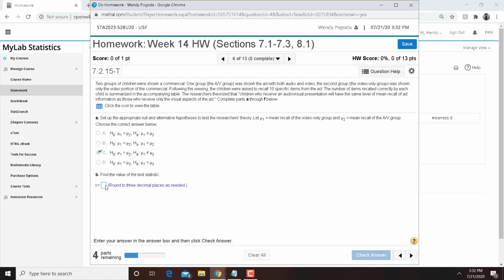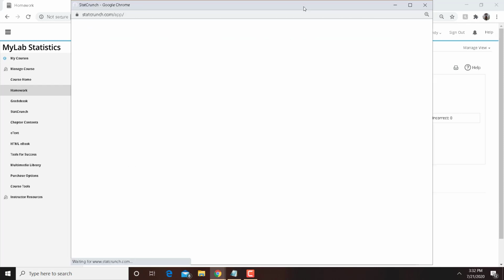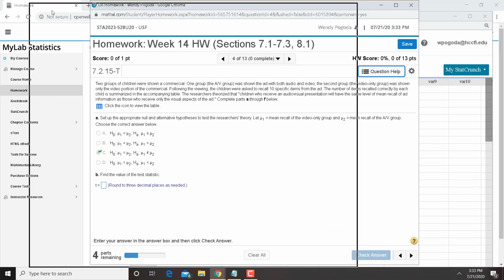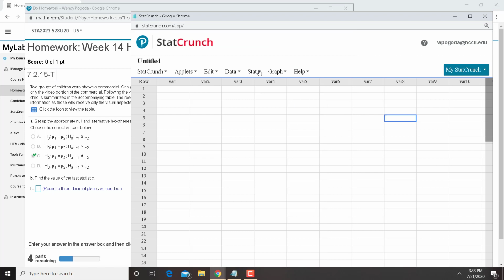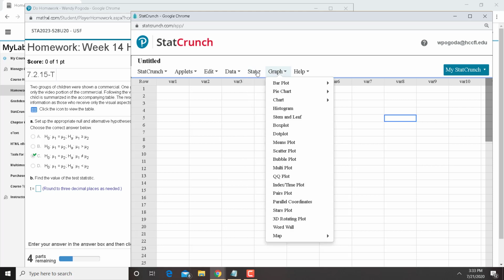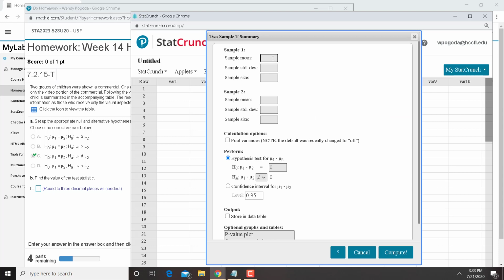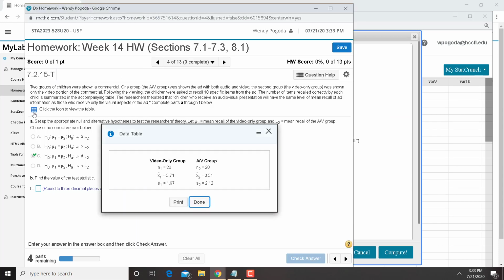Okay, it wants us to find the test statistic. So let's go to StatCrunch, and you can access this with the question help. Then, when you're in StatCrunch, almost always you're either going to use the Stat menu or the Graph menu. Since we want to do statistics, we're going to go to Stat. We're dealing with T-stats, and we have two samples we're trying to compare. And we don't have the raw data set, we just have the summary information. So for the first group, let's pull up the data table again.